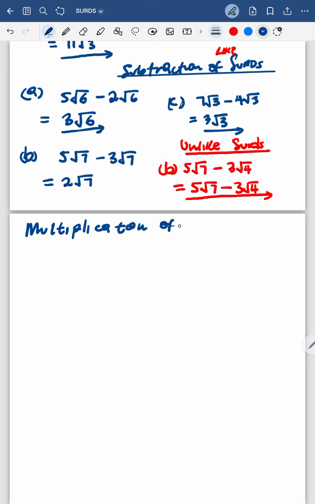Multiplication of surds. In multiplication it's a little bit different. This is what we will be dealing with. I'm going to first write the rules. Number 1: root A multiplied by root B, what is it going to be? It's the same as root AB.